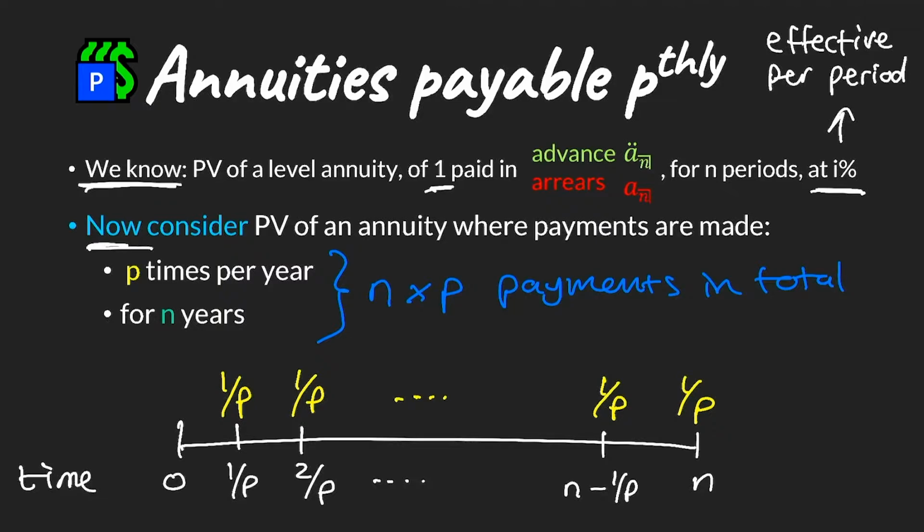Now, if we've got n times p payments in total, and each of these payments are 1/p, then the sum total, if we had to add up all of these payments, will add up to n. So here we've got n times p payments in total, and if we sum up all the payments, we will have a value of n.